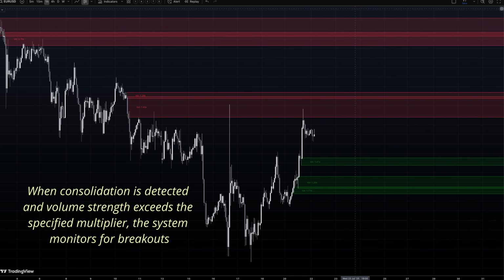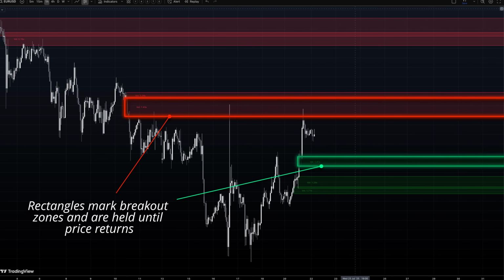When consolidation is detected and volume strength exceeds the specified multiplier, the system monitors for breakouts above the previous high, bullish, or below the previous low, bearish. Upon breakout confirmation, it creates rectangular boxes representing order blocks that extend forward until price returns to mitigate them.